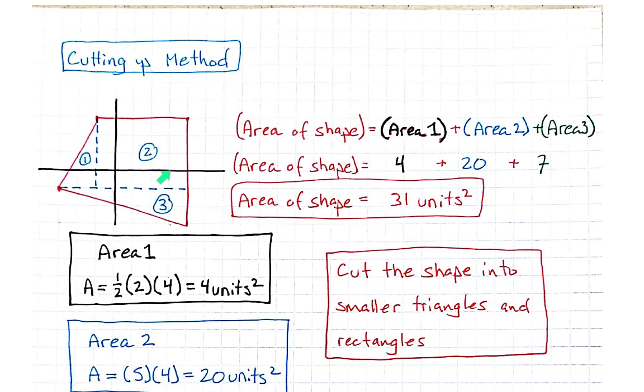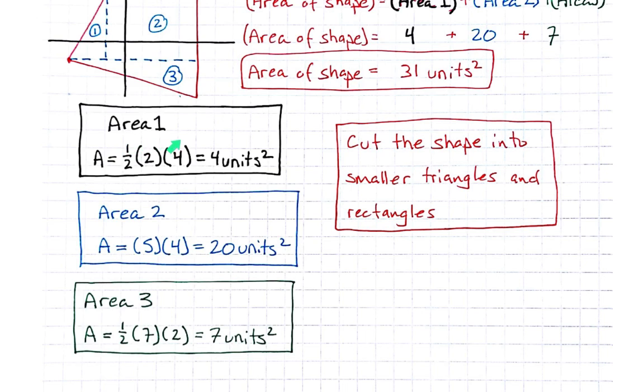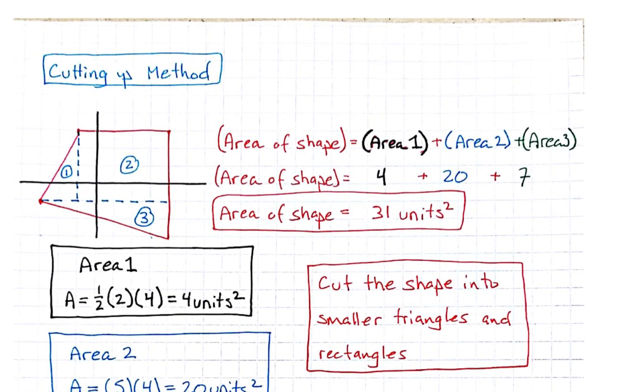So in this case, if you go down here and take a look, here is calculating the area of shape number 1. It's a triangle. We got 4 square units. Calculating the area of shape 2, it's a rectangle, 20 square units. Calculating the area of shape 3, another triangle, 7 square units. So then we take all those and we add them up. 4 plus 20 plus 7 gives us 31 square units altogether.